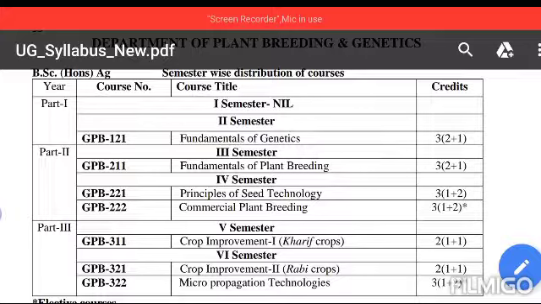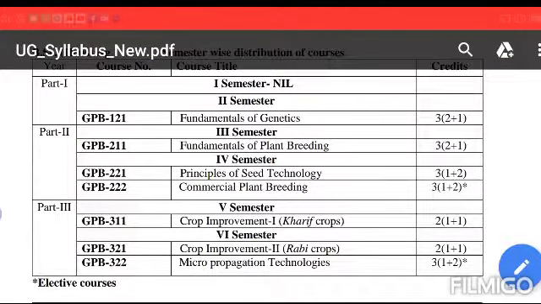The first part consists of GPB 121, that is fundamentals of genetics, which has given credit of 3, that is 2 plus 1. Here 2 indicates the theory classes and 1 practical class. In part 2, means in semester 3, 4 and the other course is also involved in semester 4 only. In semester 3, GPB 211, that is fundamentals of plant breeding, is again a 3 credit course, that is 2 plus 1.